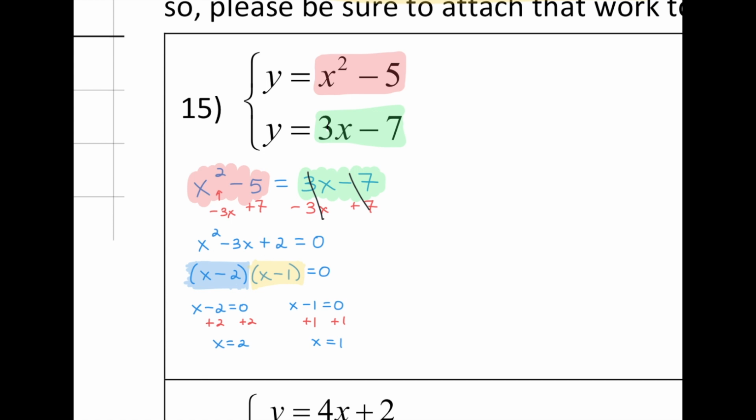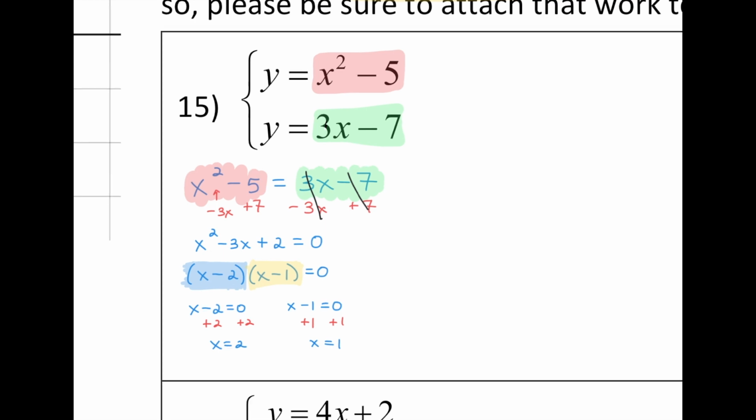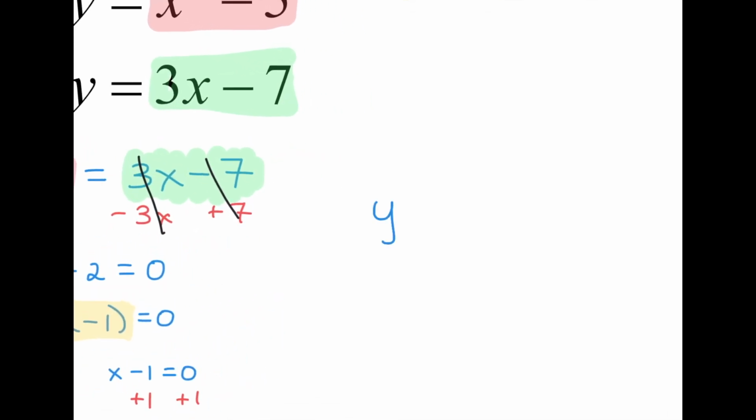Now I have two x values, which means there's going to be two solutions. I can pick either equation, x squared minus 5 or 3x minus 7, but I have to do this process twice. I have to substitute the first x value, get a y, substitute the second x value and get a y. So I am going to pick the linear one just because I think that's a little bit easier. So y equals 3x minus 7.